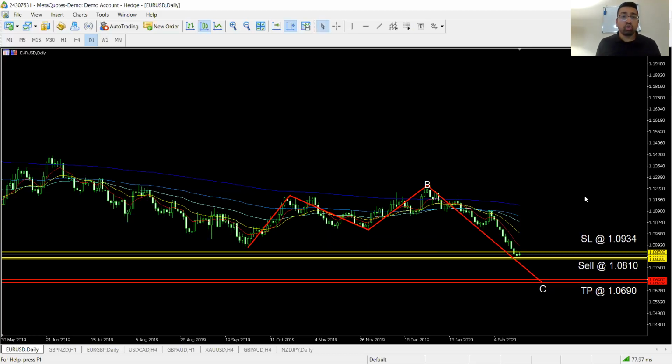Once again, Euro USD, we're trading. The direction is to the downside. I'm expecting more falling opportunity, more bearish opportunity, selling opportunity, and you are entering a sell. You can do a pending order right now at 1.0810, and you're looking at your take profit at 1.0690, and your stop loss at 1.0934.